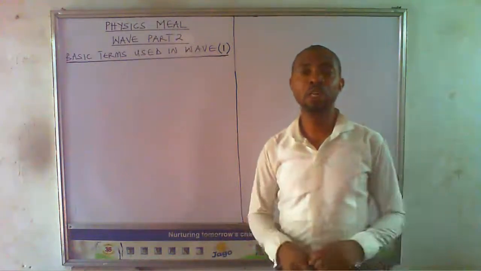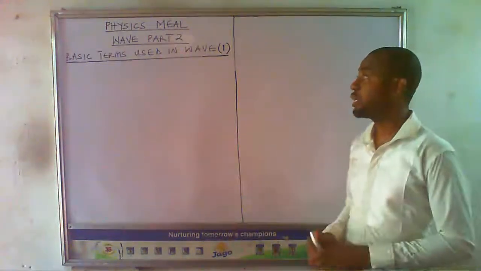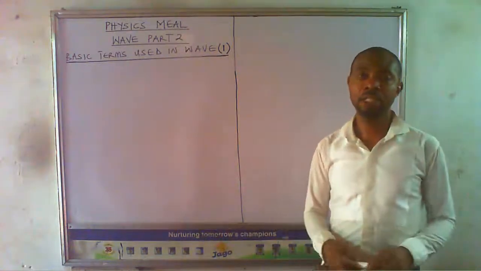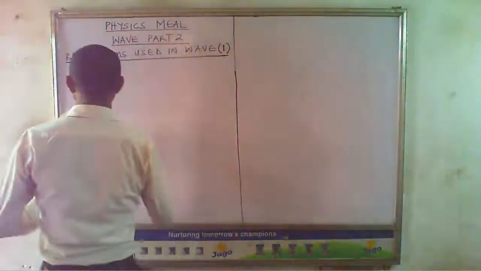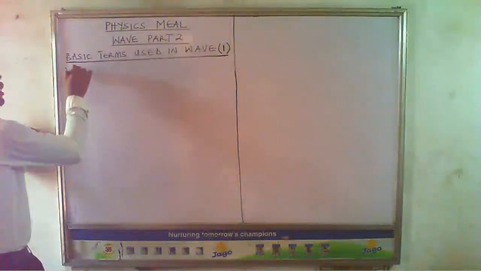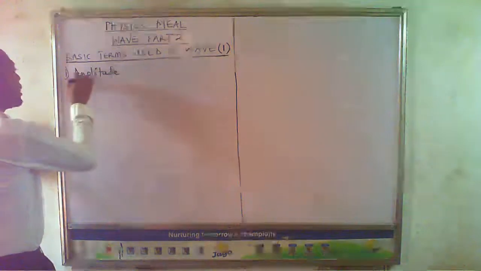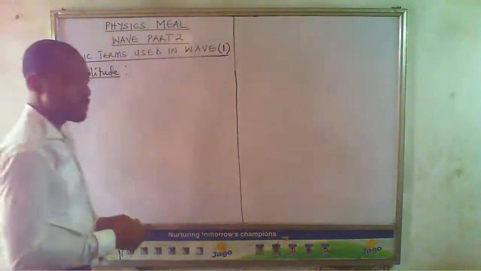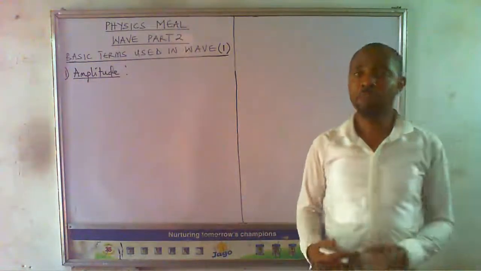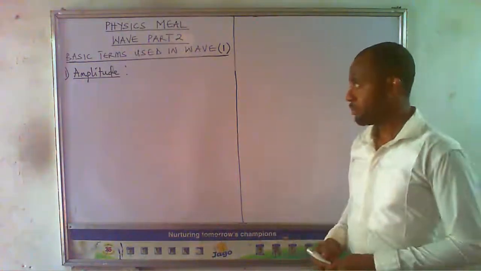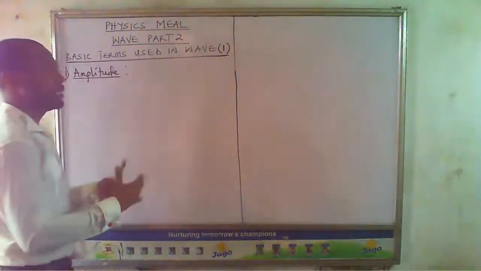So today we want to look at another aspect of wave, part 2, where we consider the basic terms that are associated with wave. So let's look at that. We are going to look at the first term, and that first term is amplitude. There are so many terms associated with wave, and the first one we are going to look at is amplitude.